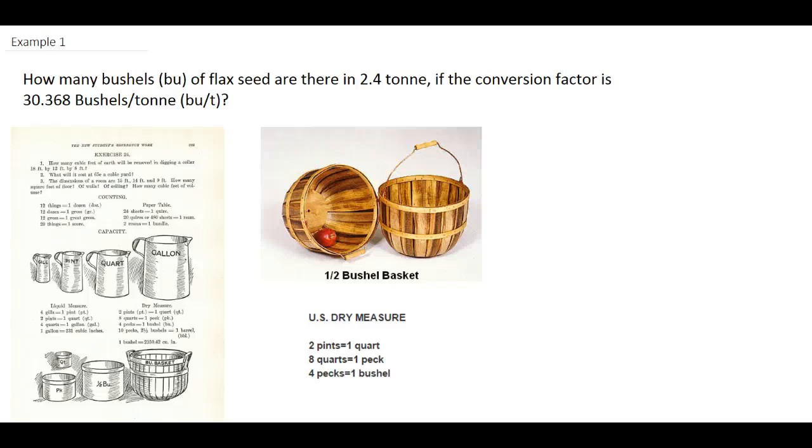But I was thinking that we should have some concept of what a bushel is. And so here is a half a bushel basket. So those two baskets together are 1 bushel. And if you think about a ton, a metric ton, that's 1,000 kilograms. That is a lot of anything.